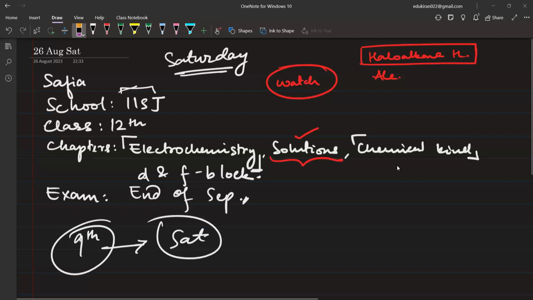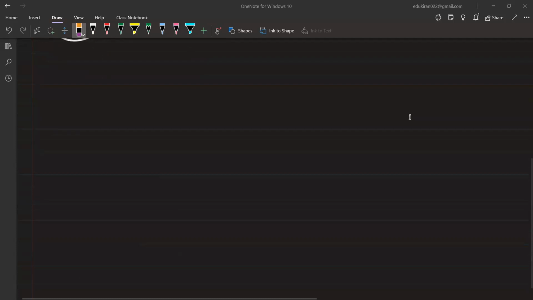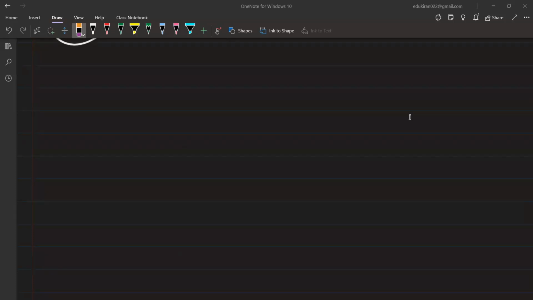Another thing is that let us start with the problem that you are having in chemistry. ठीक है ना, ये chapters तो हो जाएंगे, but the main issue is the problem that you are having in chemistry. बताइए, you are having problems in numericals?